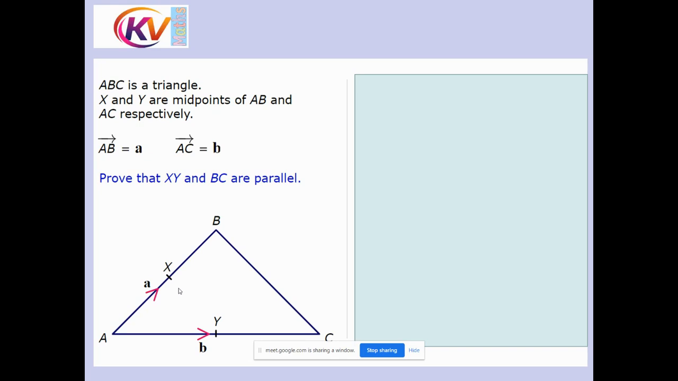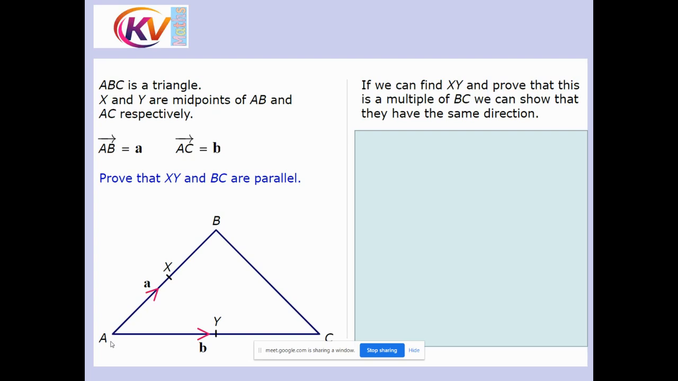Okay, you ready for me to start going through this one? Right, so we are told ABC is a triangle. X and Y are the midpoints of AB and AC respectively. So we know X is halfway between A and B, and Y is halfway between A and C at this point. We're told then that A to B is A, so the full length of A to B is A, and the full length of A to C is B. We're asked to prove that XY and BC are parallel.